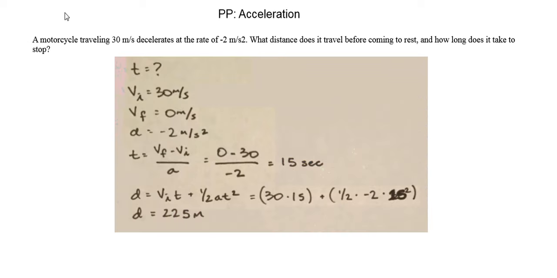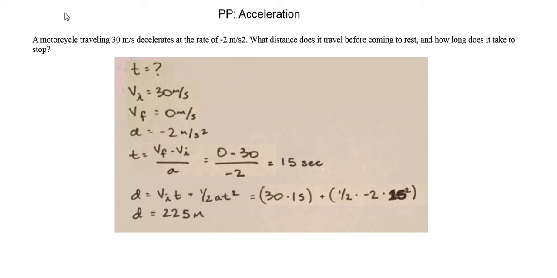Next one, we're talking about acceleration now. A motorcycle traveling 30 meters per second decelerates at the rate of -2 meters per second squared. What distance does it travel before coming to rest? And how long does it take to stop? This is from your acceleration practice problem set. We're looking for the time.